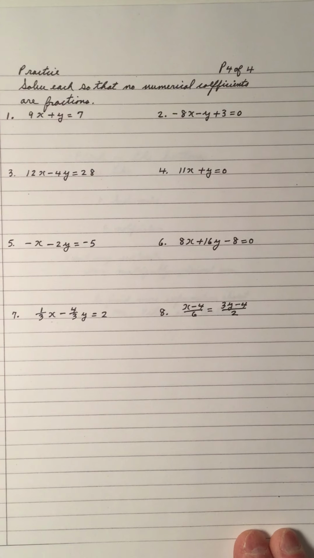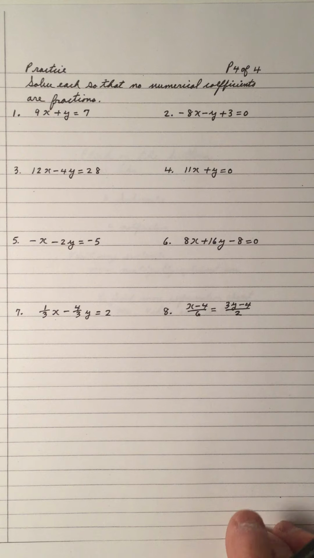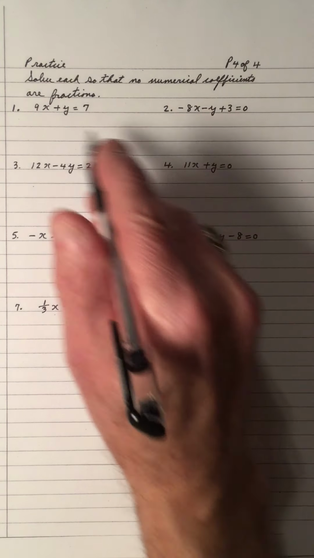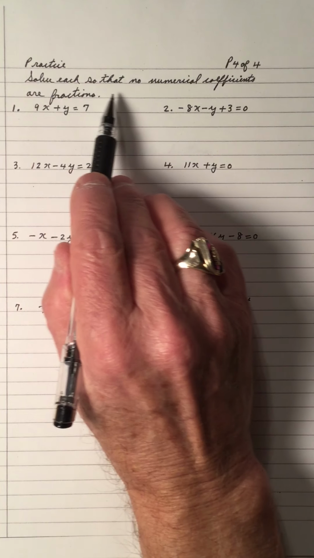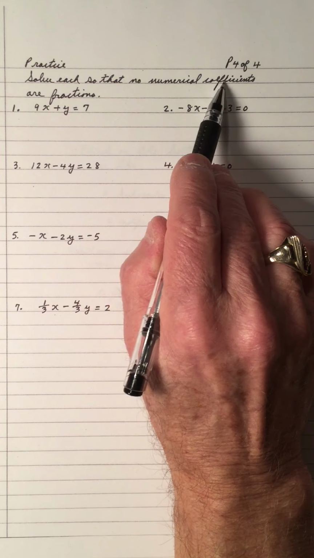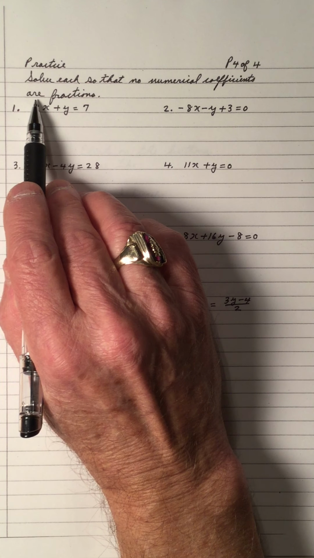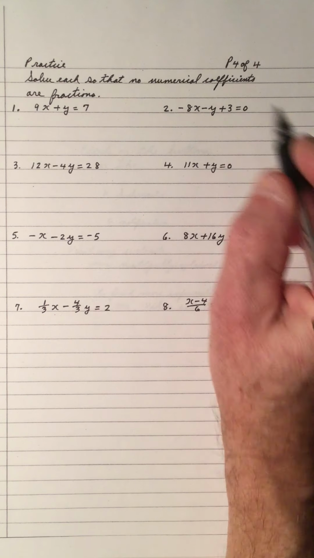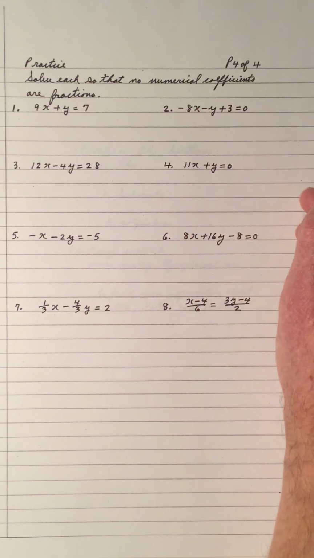And I showed you what to do. Now you've got 8 to do on your own. So if you want, pause the video and work these out. Solve each so that there are no numerical coefficients of fractions. Trying to read this out correctly. Here we go. No fractions.